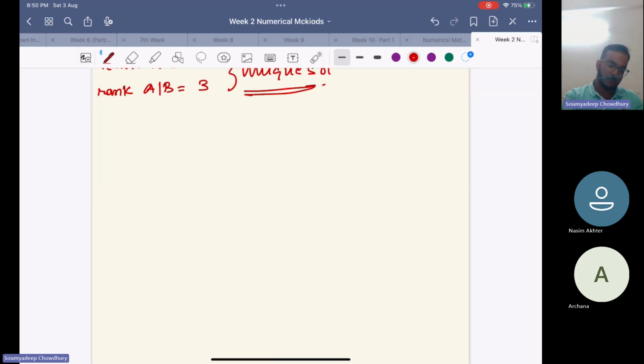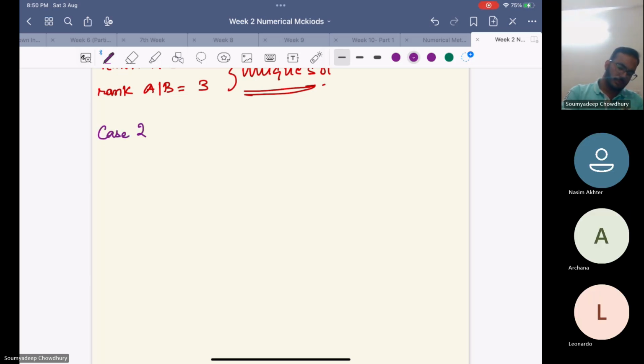So now you know how to find the rank of the matrices. Okay. Now we will go to the second case, where we have no solution.